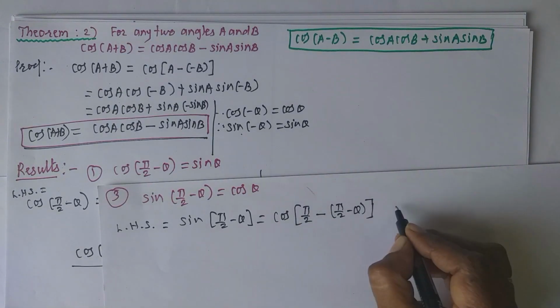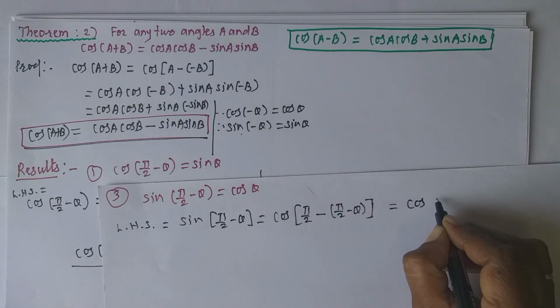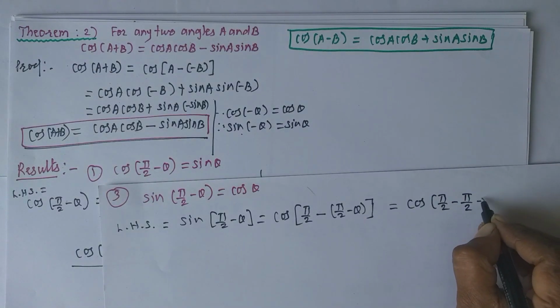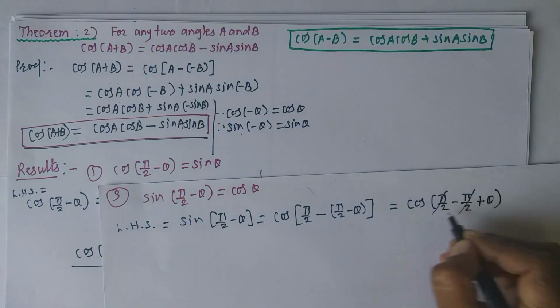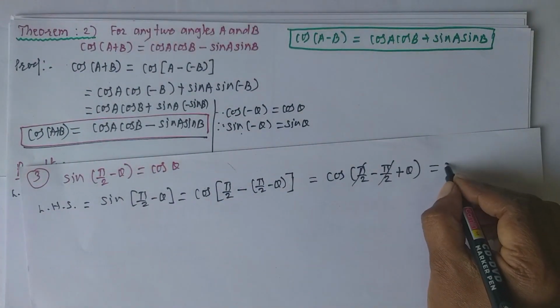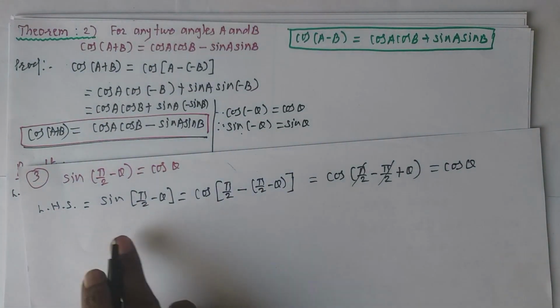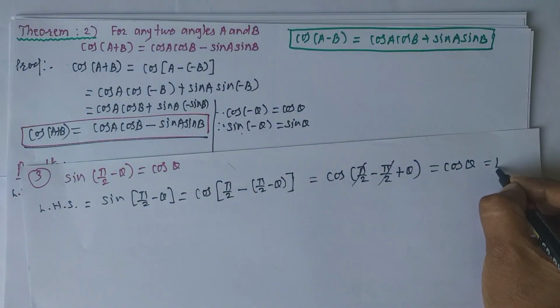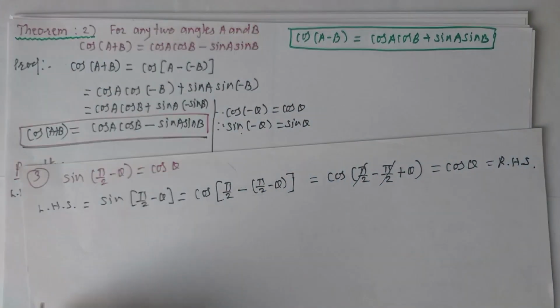Now open the bracket. This will be cos pi by 2 minus pi by 2 minus minus plus theta, and the plus and minus will get cancelled. I will get cos theta. In this way we have proved sin pi by 2 minus theta is equal to cos theta, and we have got our third result.